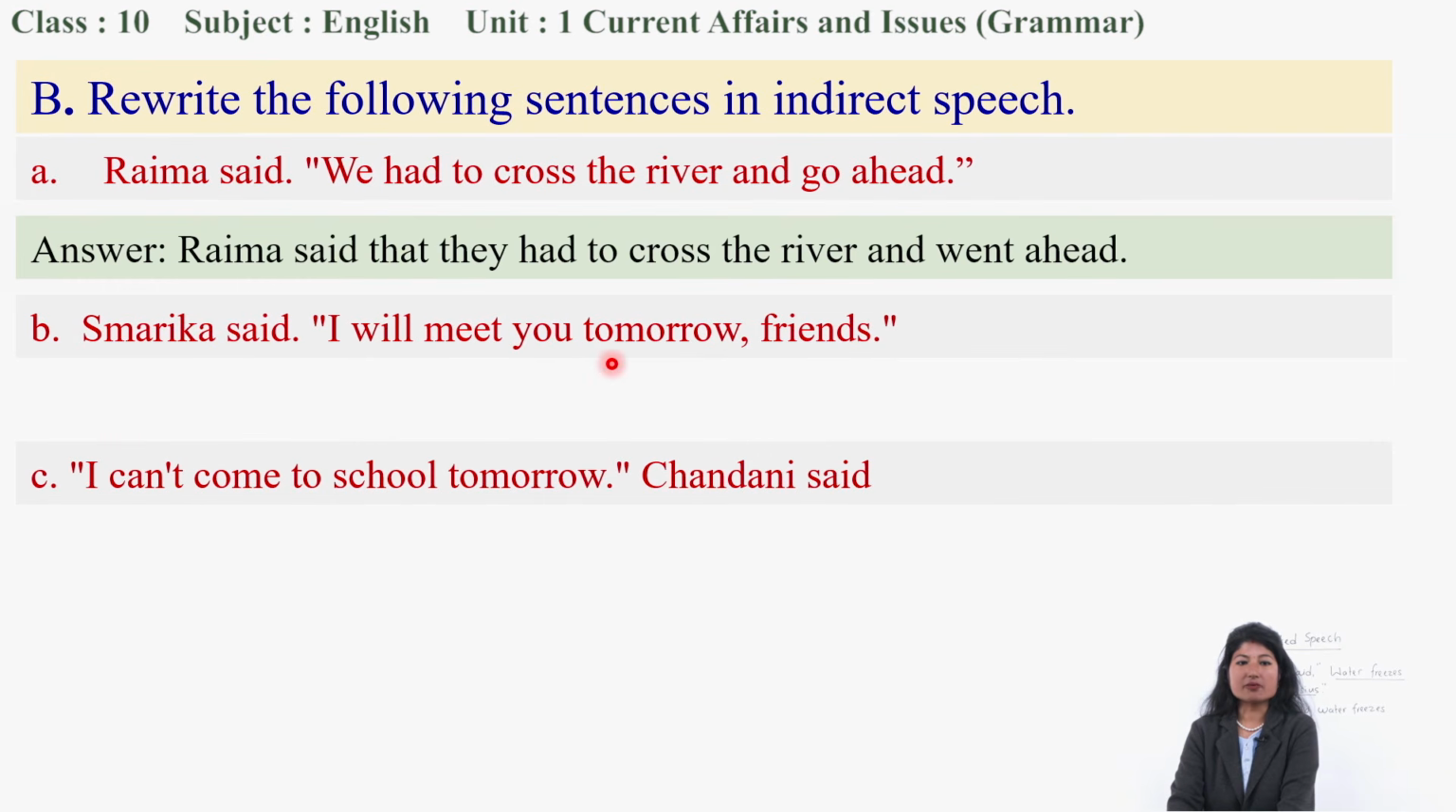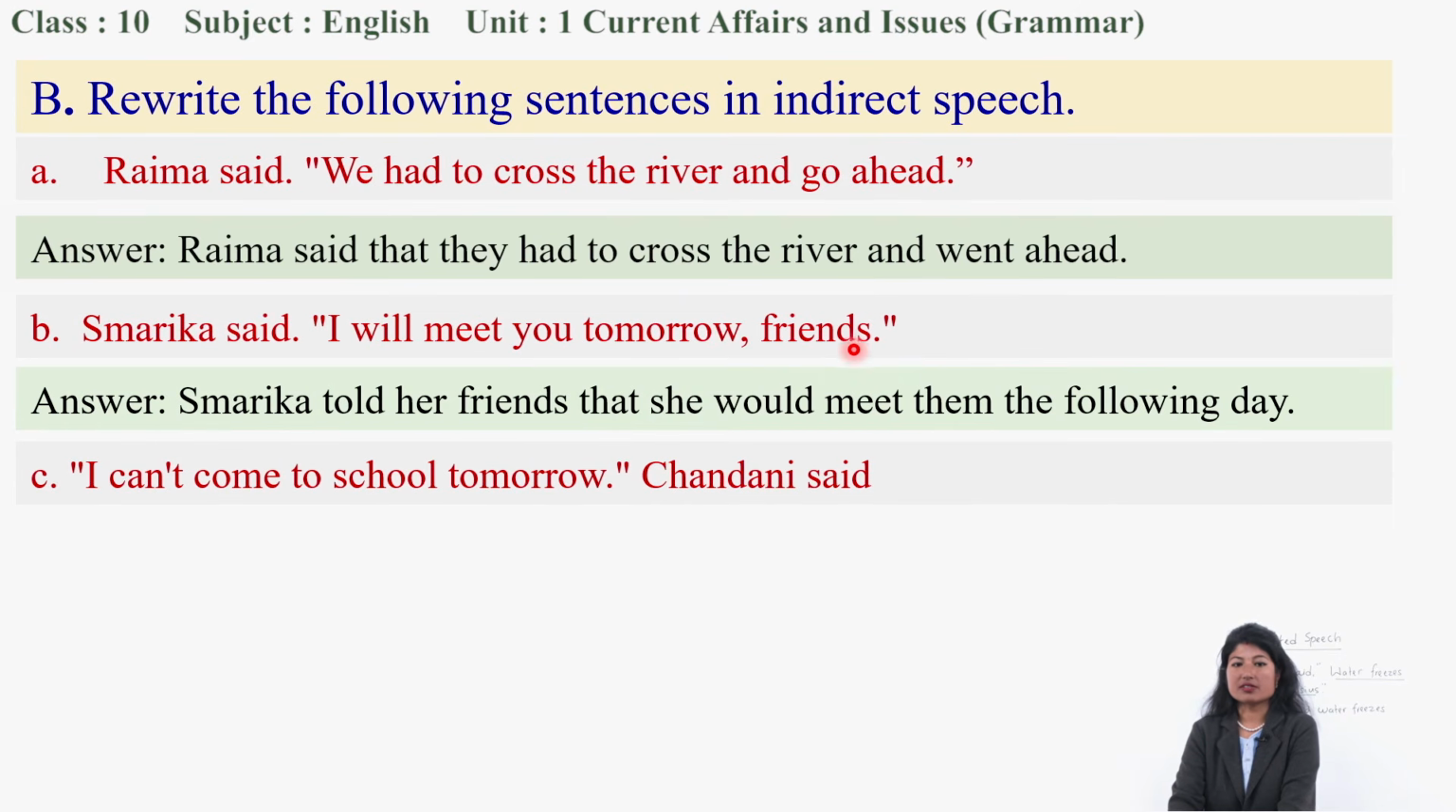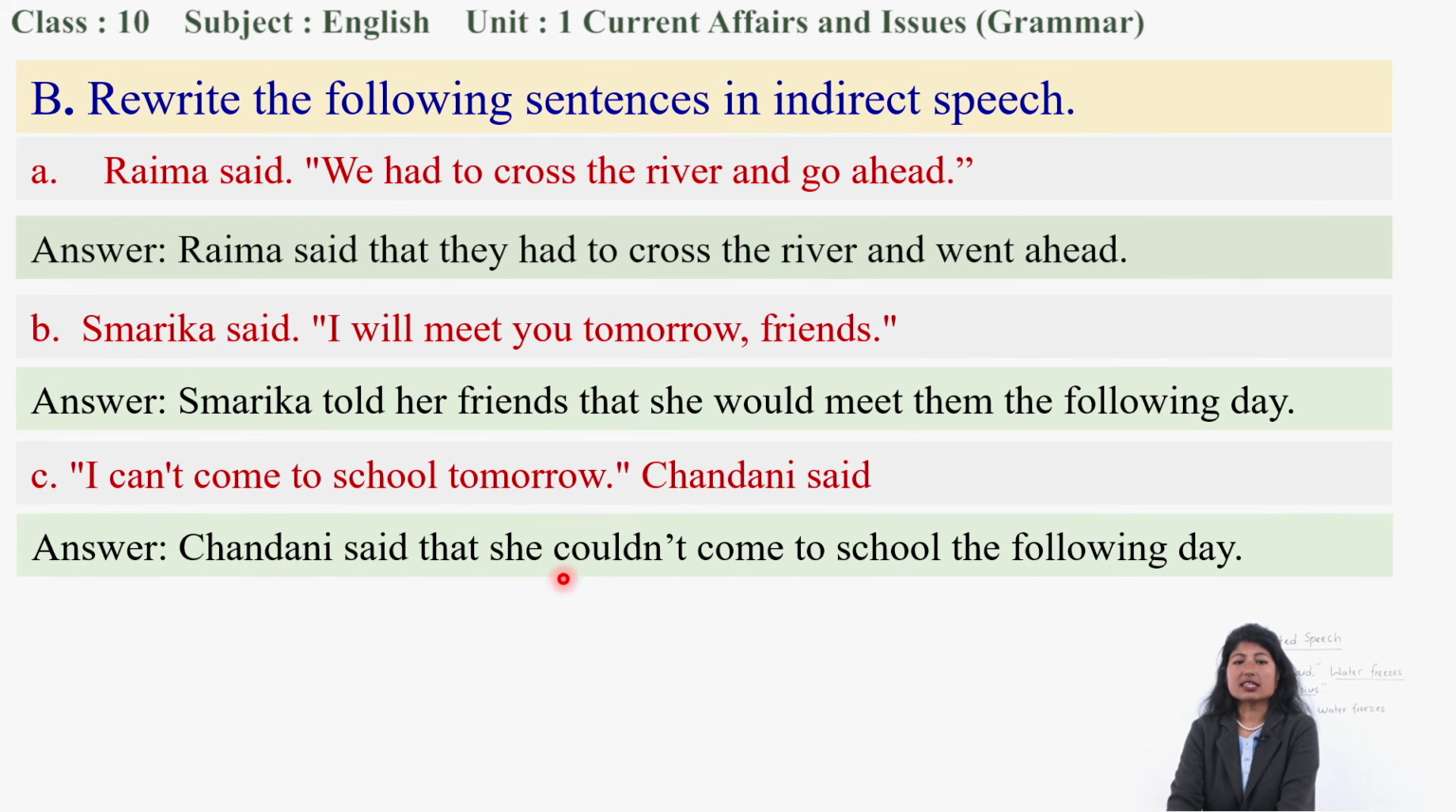Smarika said, I will meet you tomorrow, friends. Smarika told her friends that she would meet them the following day. Tomorrow, the following day. I can't come to school tomorrow, Chandani said. Chandani said that she could not come to school the following day. Cannot, could not. Tomorrow, the following day.